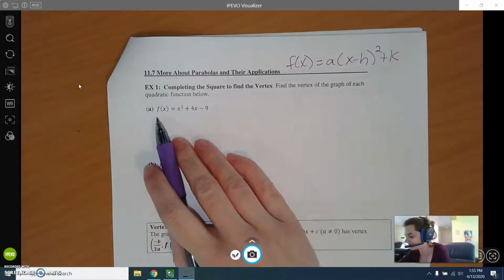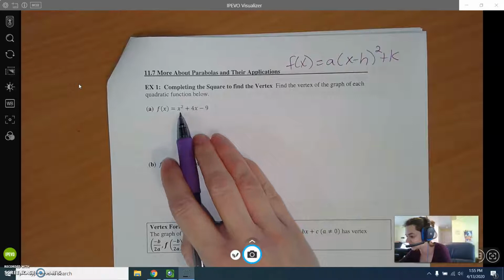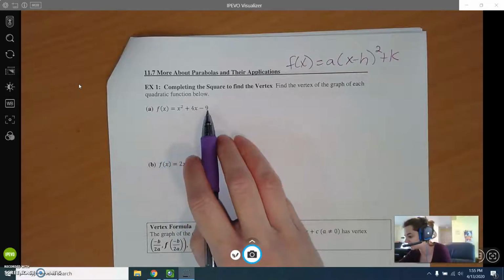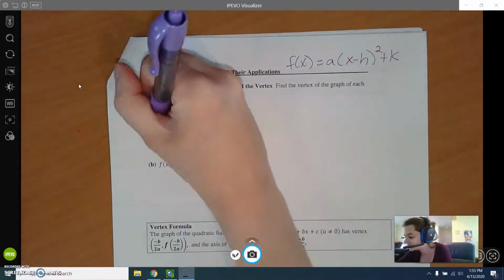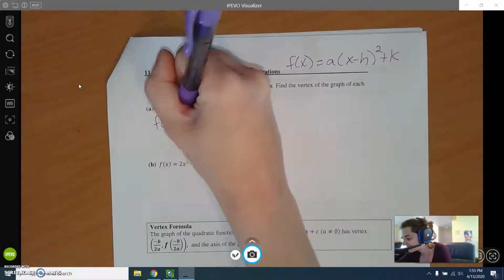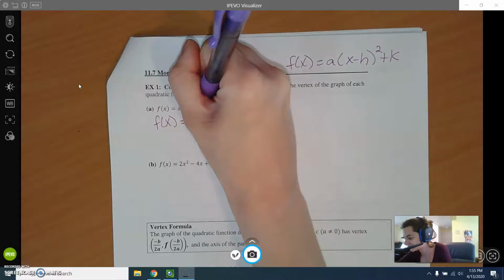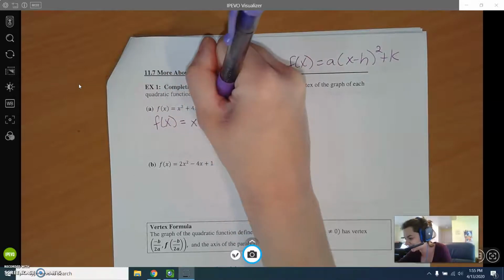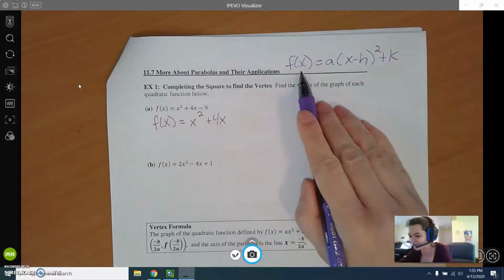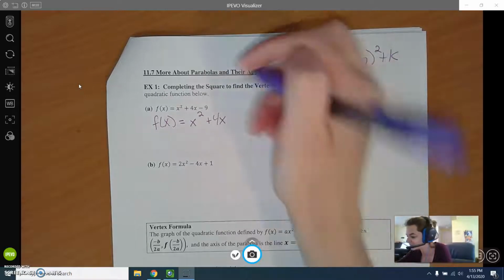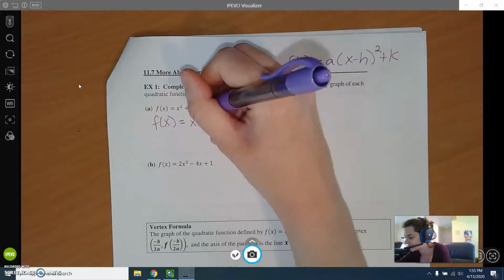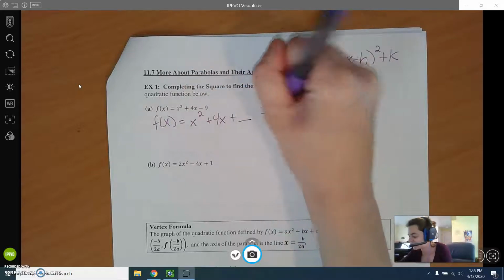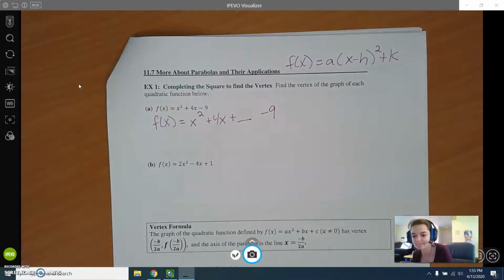So the first one I have is f of x equals x squared plus 4x minus 9. So first thing we're going to do is try to complete the square. So unlike last time with completing the square, you don't really get things away, you just kind of separate them, because we still want just f of x on one side, okay? So I'll have x squared plus 4x plus blank for completing the square, and I'll still have this minus 9 that I still need to deal with, okay?